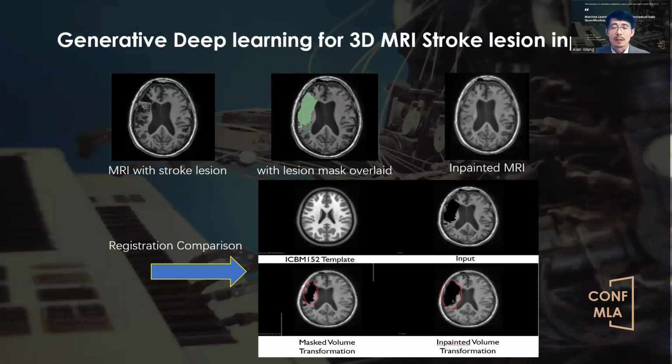Deep learning can also be applied to improve the registration accuracy by generating the images and paired images.